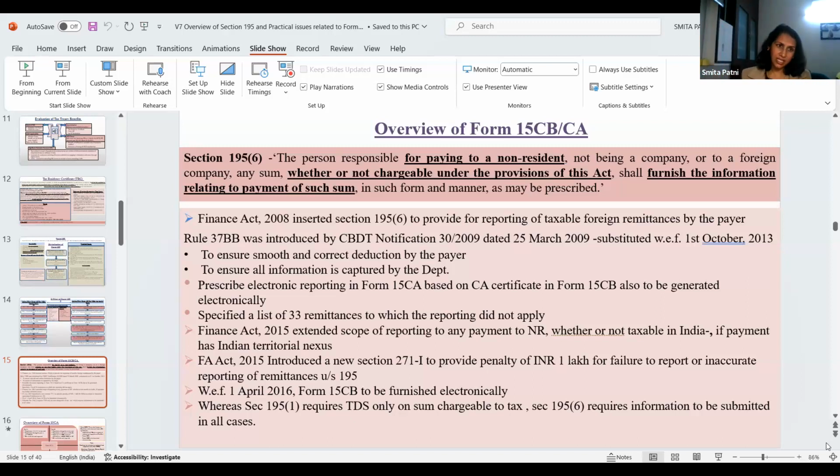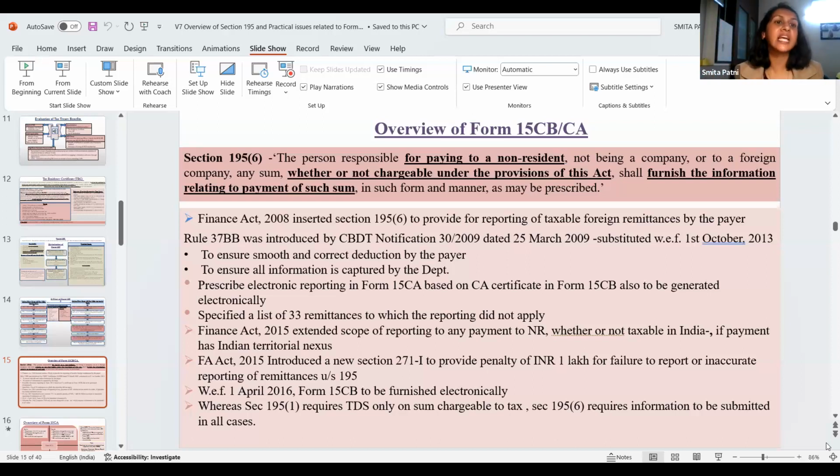The reason for bringing this section was, one, to ensure that everything is reported. It was a reporting mechanism brought as a tool so that we know what all payments, and to whom, are made to the NRIs. The second reason was to ensure collection of the TDS. As already known, all the information is captured by the department. So we know that this information and this TDS has already been deducted.